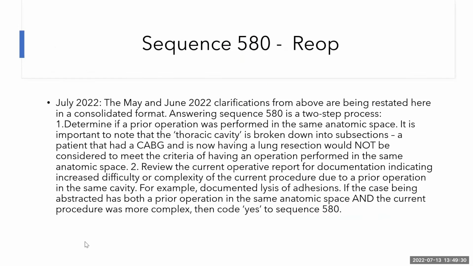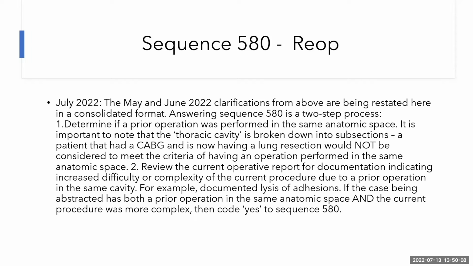And then I think we're going to launch into the training manual updates for July. As Leanne mentioned earlier, all of these will be published hopefully later this afternoon. So for sequence 580, which is reoperation, there was a request for me to restate the May and June clarifications into one consolidated statement for clarity. None of this is a change to what's already been stated, but really just a restatement of previous direction given. So when you look at answering sequence 580 reoperation, it is a two-step process.